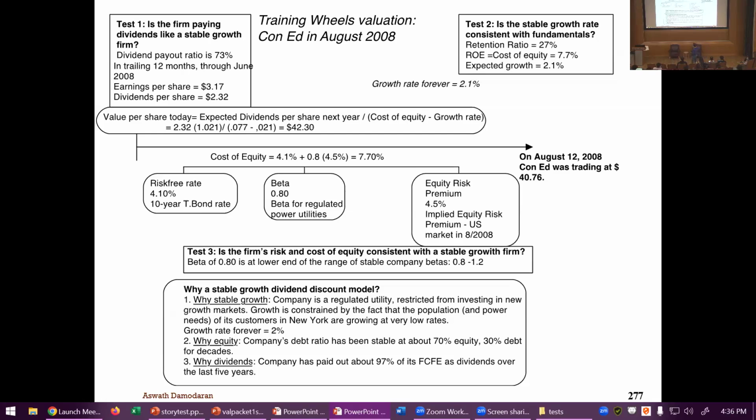So I put in the expected dividends next year. $2.32 was the dividends last year, growth at 2.1%. You divide by the cost of equity. That comes from the risk-free rate, plus the bottom-up beta and risk premium, 7.7%. And the value you get per share is $42.30.